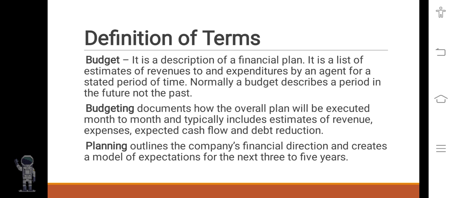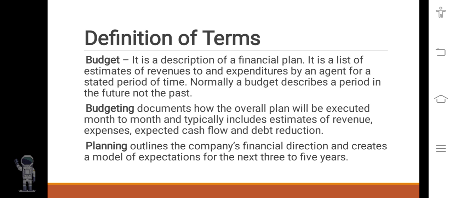So, what is a budget? A budget is a description of a financial plan. It is a list of estimates of revenue and expenditures by an agent for a stated period of time. Normally, a budget describes a period in the future, not the past.